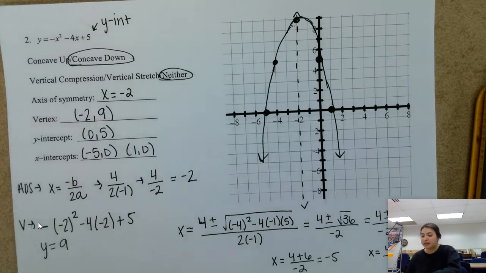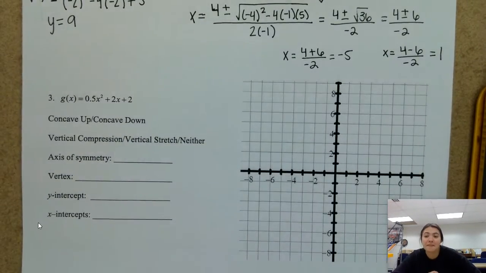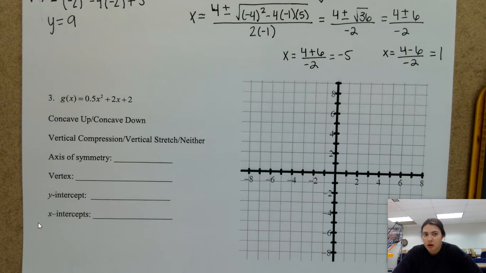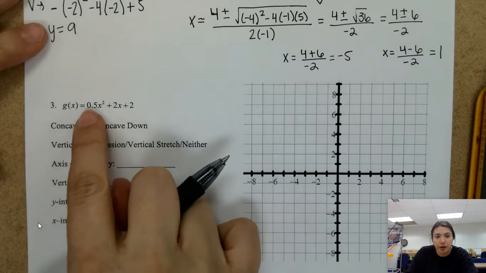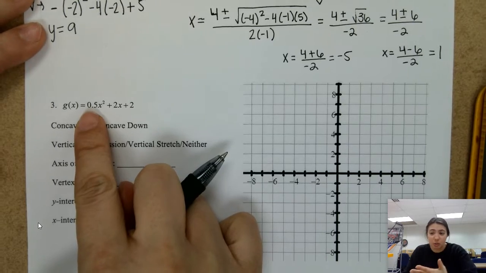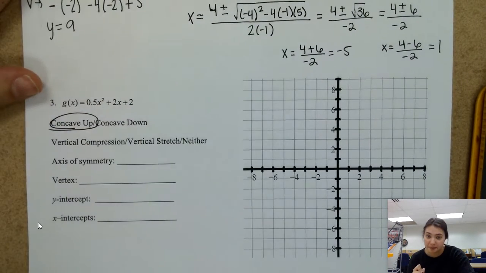So now our very last example that we're going to be doing in class, if you take a look at it, we do have an a value finally. So it's going to affect some of our answers. Now, because our a value is 0.5, sometimes dealing with a decimal can be tricky, but I promise you it's not going to be that bad for this example. So first off, we notice that our a value is 0.5, but it's still positive. So that means that our parabola is going to be concave up.